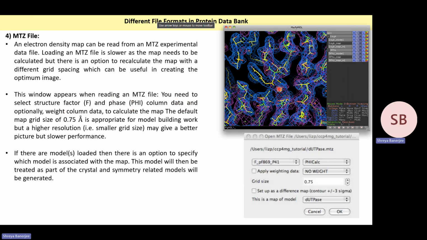You can see this blue grid here is the electron density map. The default grid size taken for this is 0.75 angstrom for model building. But if you want a higher resolution, you can specify a smaller grid size. That will give you a better picture, because smaller grid means higher resolution. But the program will take even longer to load the file because the calculation will be slower at higher resolution.